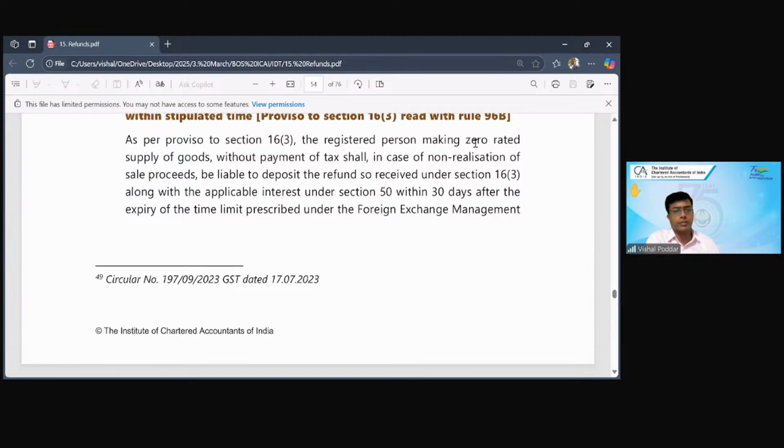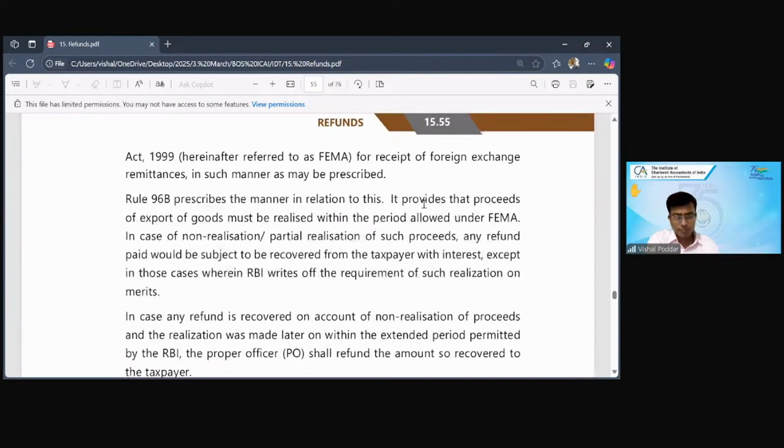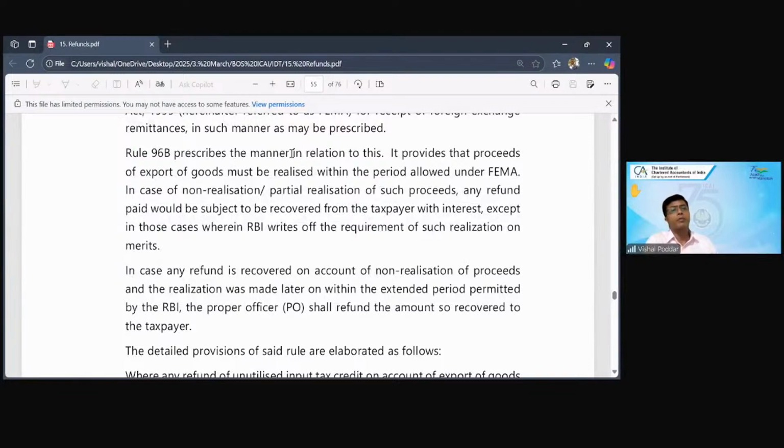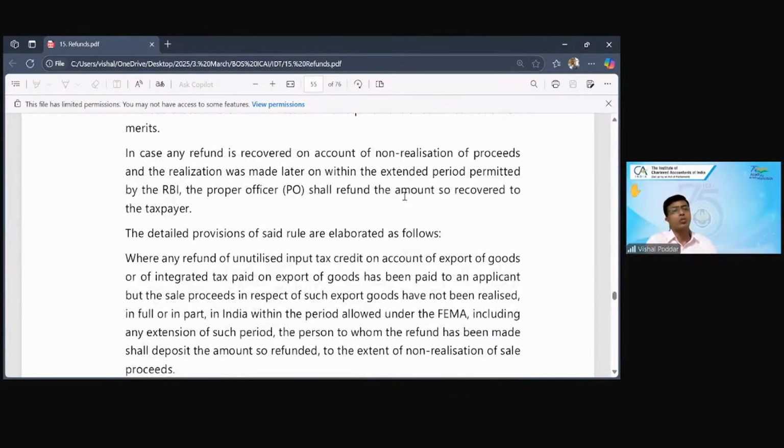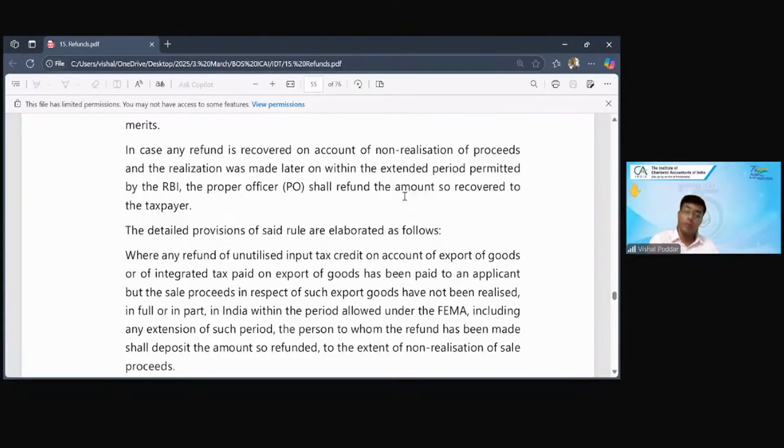So they have added this in the form of a proviso to Section 16(3) of the IGST Act, which says that a registered person making zero-rated supply of goods without payment of tax shall, in case of non-realization of sale proceeds, be liable to deposit the refund so received under Section 16(3) along with applicable interest under Section 50 within 30 days after expiry of the time limit prescribed under FEMA for receipt of the foreign remittance. Further, Rule 96B prescribes the manner in relation to this. It provides that proceeds of exports must be realized within the period allowed by FEMA. Otherwise, you will have to return this refund with interest.